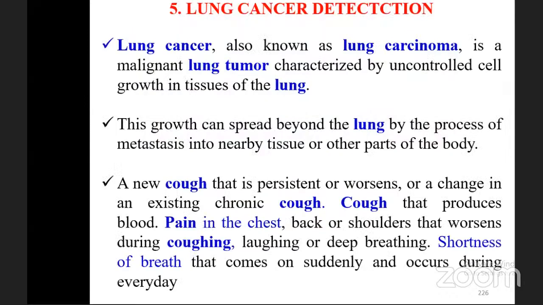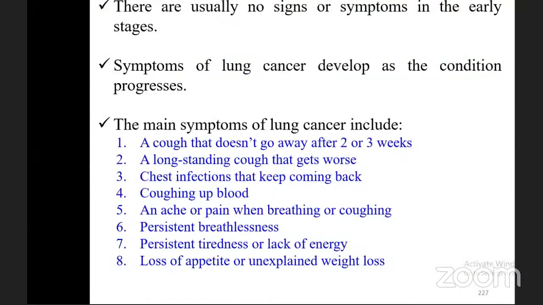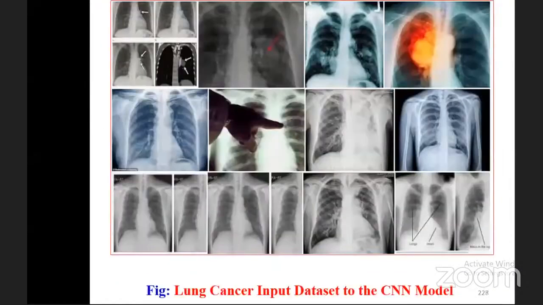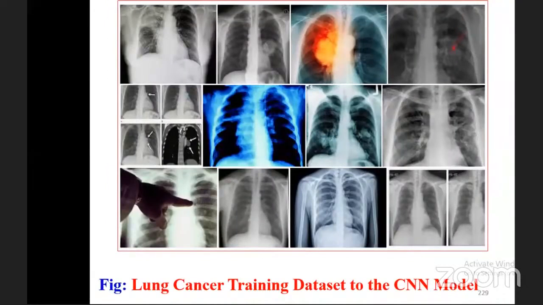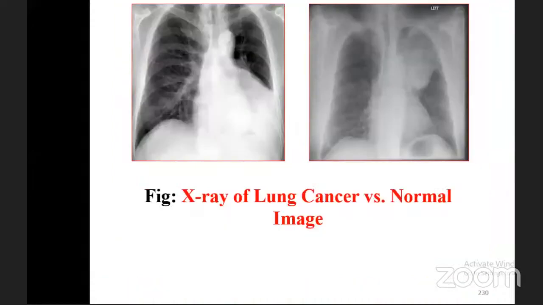Then lung cancer, I have collected again 960 X-ray chest images. These are the symptoms, and these are the X-ray images I have collected, and I have applied the CNN model and a training data set, and finally I got the output X-ray of lung cancer and normal image.